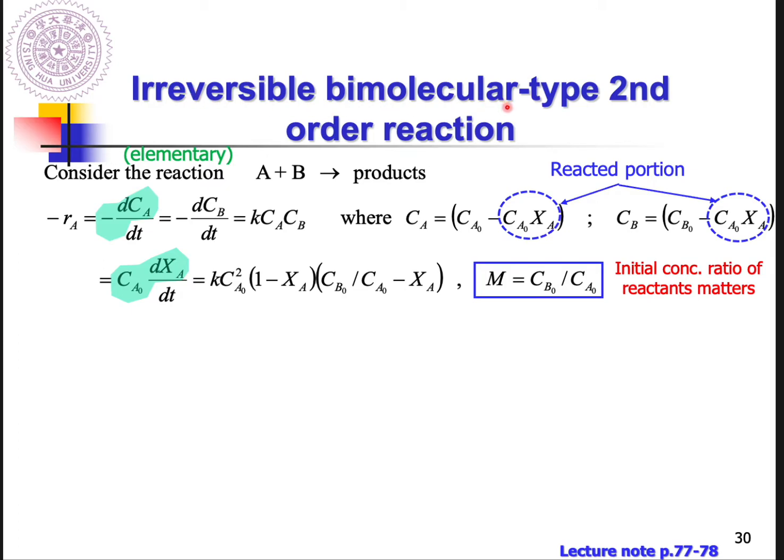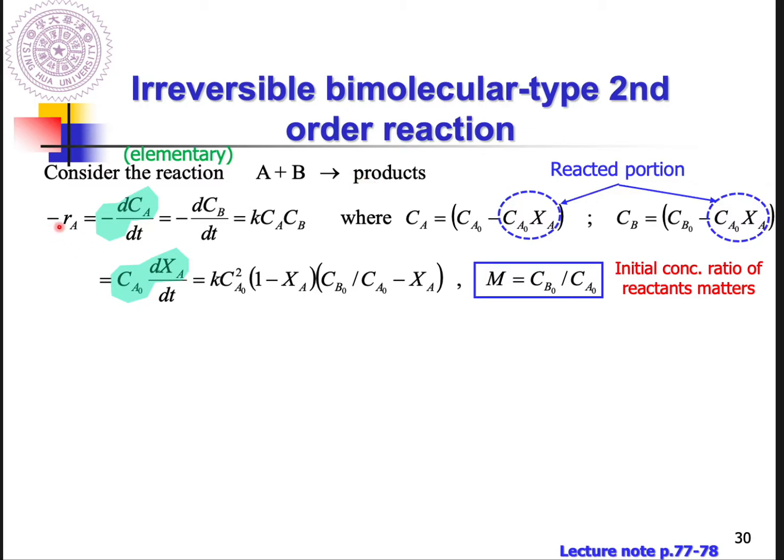Irreversible bimolecular second order reaction. So it's a second order. What's the specific particular form for this second order reaction? So we consider if it is an elementary reaction, A reacts with B, then we will generate products.